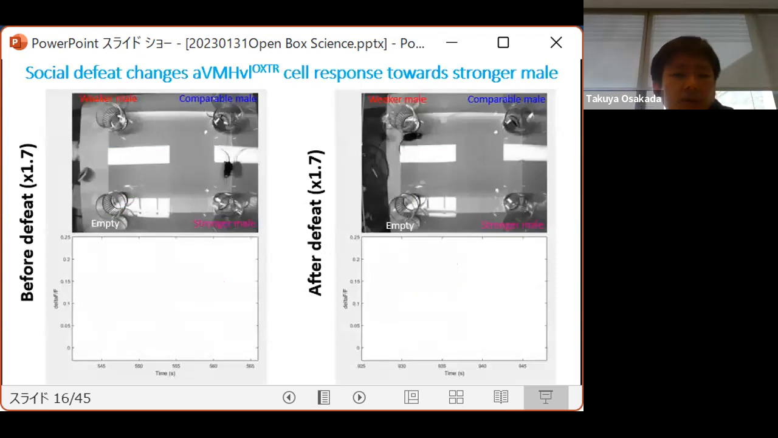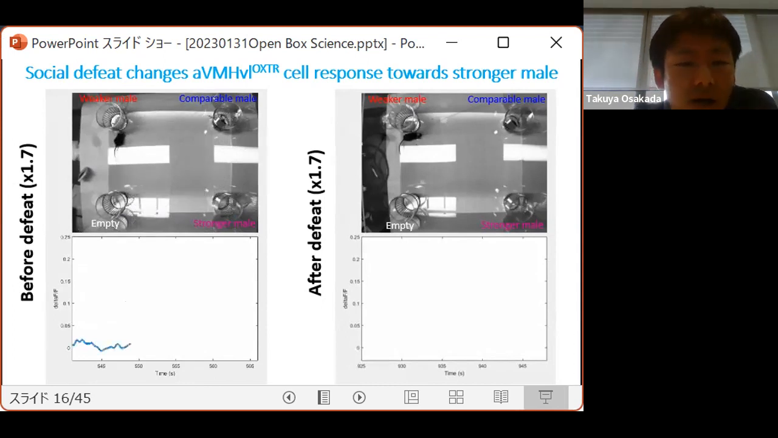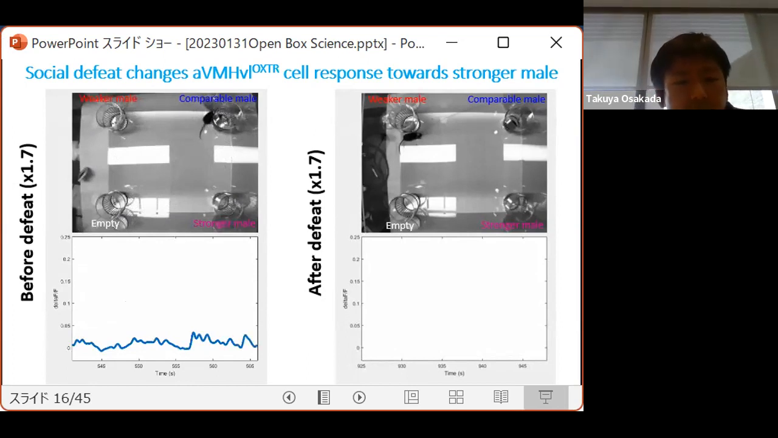We also tried other types of behaviors. We still use the GCaMP animals, but this test is in a bigger arena. In this arena, there are 4 cups, one in each corner: one with the weak male, one with the same strain, one with the stronger aggressor SW, and one empty cup. Let's start with before defeat. The animal moves freely in the arena and interacts with each cup. During these visits, the neural activity of OXTR is still silent.